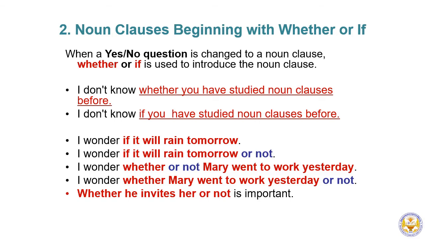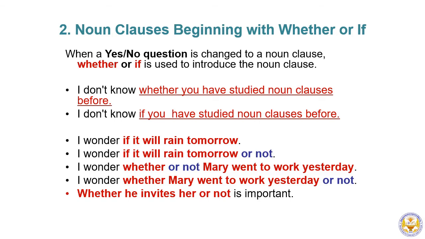I wonder if it will rain tomorrow. We want to ask like, I wonder, will it rain tomorrow? But we don't want to use a yes/no question, so we change it into noun clause. I wonder if it will rain tomorrow. I wonder if it will rain tomorrow or not. But we can omit or not, because the meaning contains or not already. Alright, we can just say, I wonder if it will rain tomorrow.